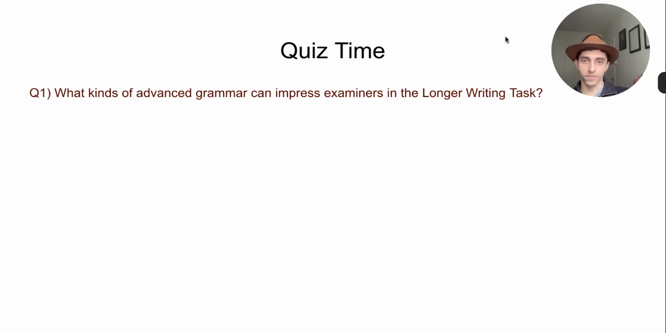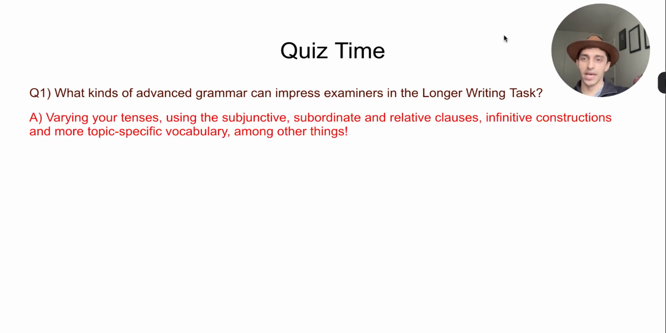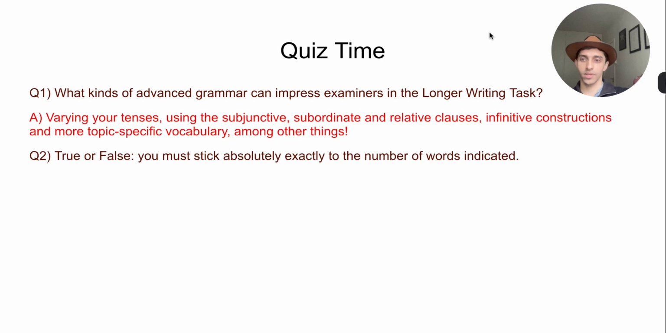Okay, let me show the answer for this question then. These include varying your tenses, of course, using the subjunctive, subordinate and relative clauses, infinitive constructions, things like zu, and so on, and more topic-specific vocabulary. But that's not an exhaustive list. There are other types of grammar that can stand out to examiners as well. These are just some ideas of what you can include to push your mark up for the longer writing task.